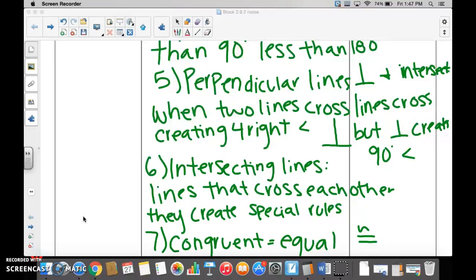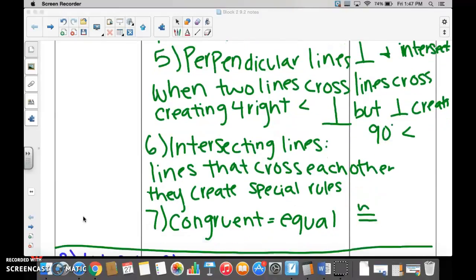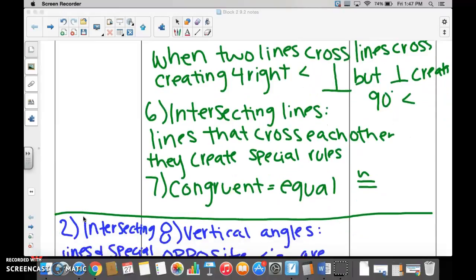Then we go to perpendicular lines. Perpendicular lines are two lines that intersect that create four right angles. And intersecting lines. So we have just lines that cross each other that create special rules. And congruent, which means equal. And note the congruent symbol.